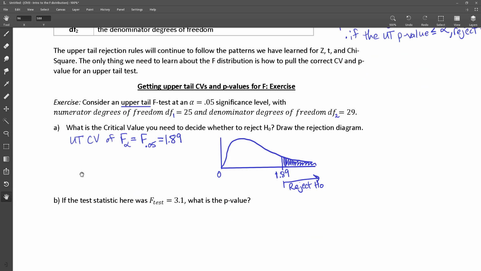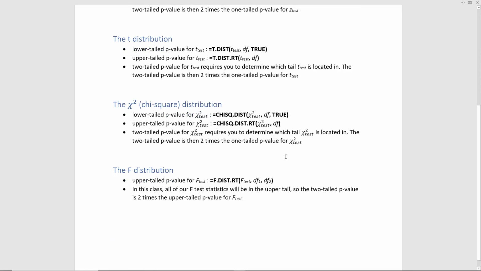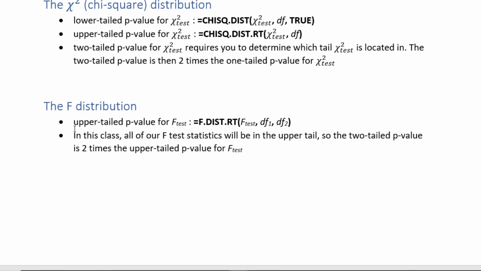Part B says, if the test statistic here was F test equals 3.1, what is the p-value? We have a one-pager called Calculating P-Values in Excel. The last distribution listed on it is the F distribution, and the first bullet point shows how to calculate the upper-tailed p-value for an F test statistic. It's analogous to our upper-tail p-values in Excel from other distributions. It's going to be F.DIST.RT, open parentheses, you type in your F test statistic, comma, the numerator degrees of freedom, comma, the denominator degrees of freedom, close parentheses, and hit enter.